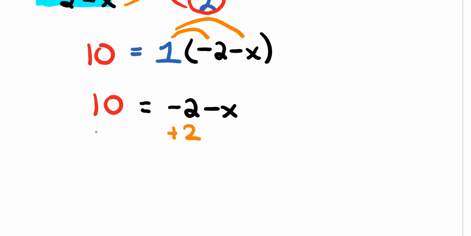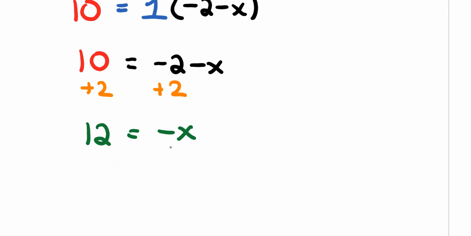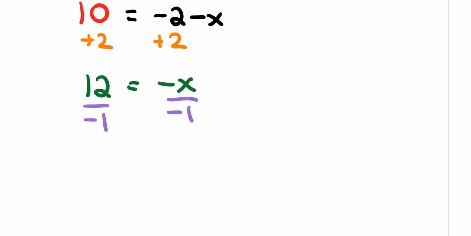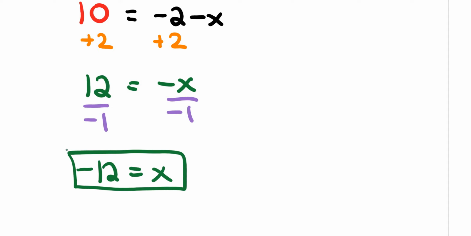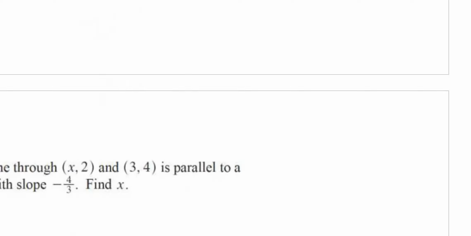Let's add 2 to both sides. So 10 plus 2 is going to be 12, so 12 equals negative x, and I would just divide both sides by negative 1 here, and I get negative 12 equals x for that particular problem. Okay, great. We're almost done here. One more question to go, and we're done this homework video guide here.